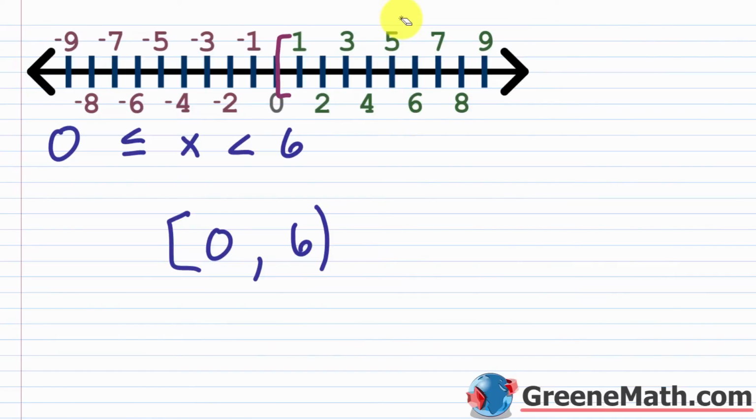And I would note here that some textbooks, instead of the parenthesis, they'll use an open circle, right? And you already know that some books, instead of using a bracket, will use a filled in circle. So use your personal preference or whatever your teacher says. But we just want to fill all this in right here. So basically, x can be 0, and then anything up to, but not including, positive 6.